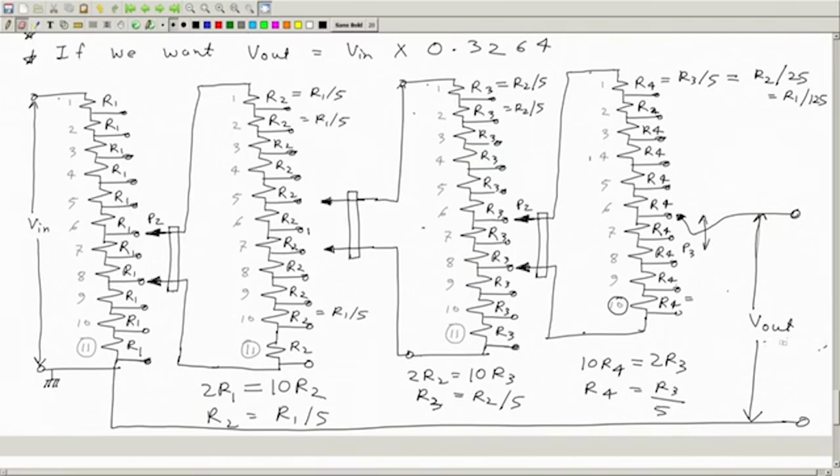0.343. And then finally here we have 1, 2, 3, 4 resistances from the lowest point. So another 0.0004, times V in, in this diagram. Okay. Now what did we actually want? We wanted 0.3264. If this is what we want, then we have to adjust these jockeys.